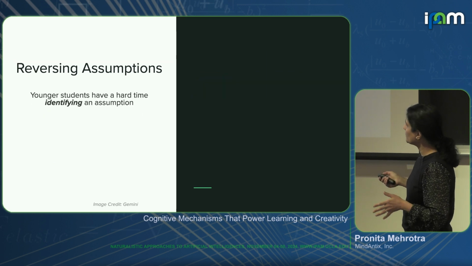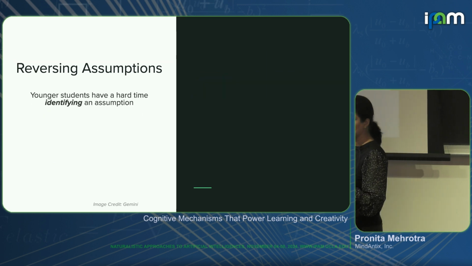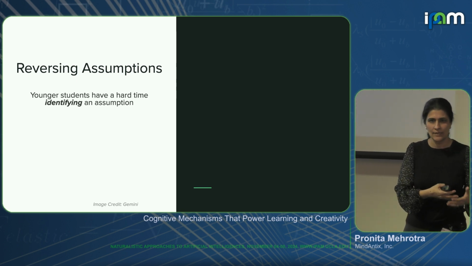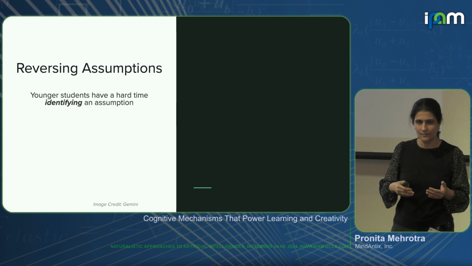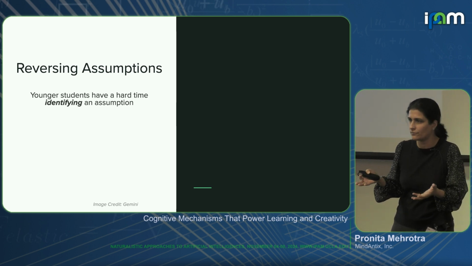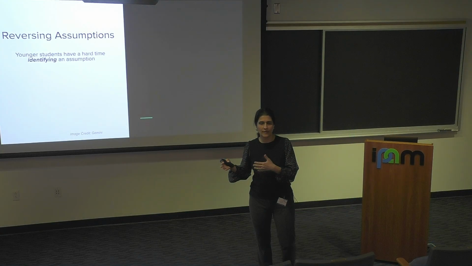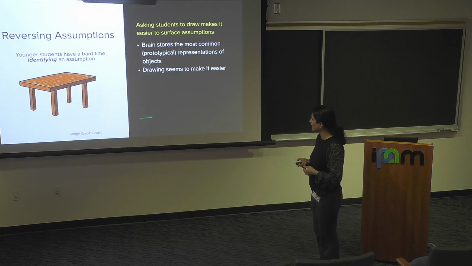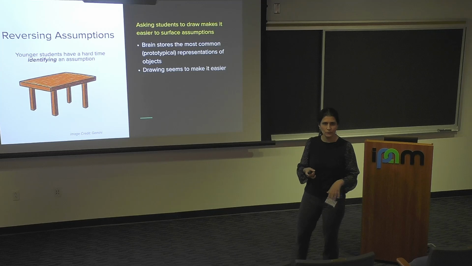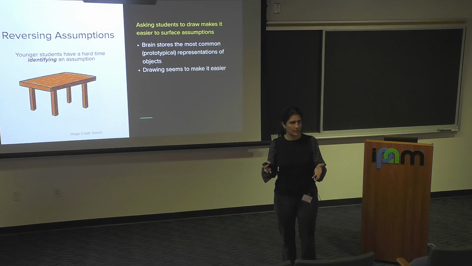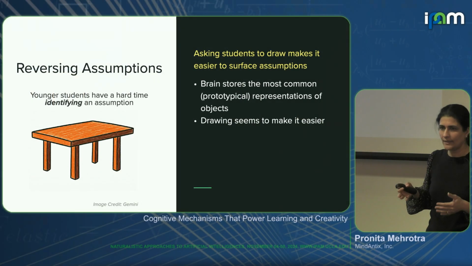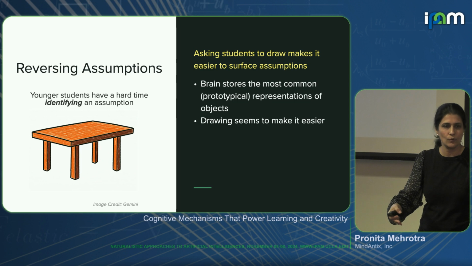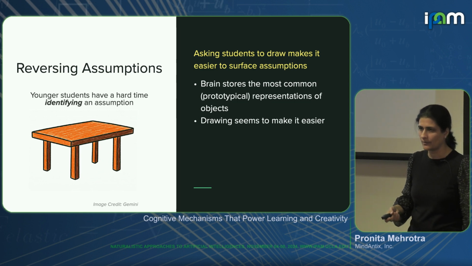And one of the things I found when I was working with students is that older kids at least get the concept of identifying assumptions. If you give younger kids an assumption, they will reverse it, they'll do great. But if you ask them to identify an assumption themselves, they find it really hard, whereas the older students are able to do that. One hack I found was to ask the younger students to just draw. If you're thinking about a table, just draw a table. Then it becomes easier for them to identify, oh, now I can remove something from what I drew or change how I drew it.